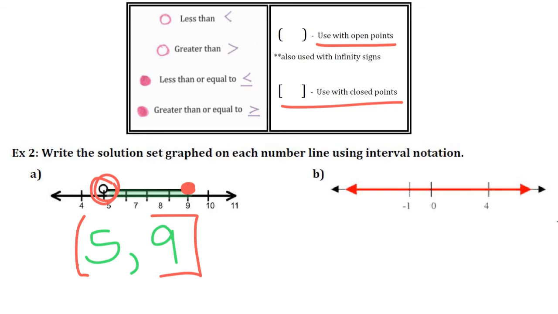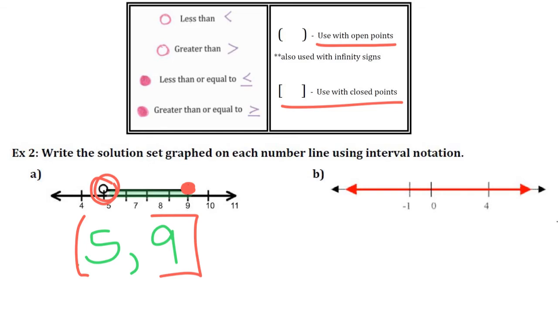And my little cheat sheet says we're going to use a bracket around 9 for any kind of closed point. So this way it tells me that my solutions will include numbers between 5 and 9, not counting 5, so right after 5, and then going all the way up till 9, and then because of the bracket, I'm going to include 9.